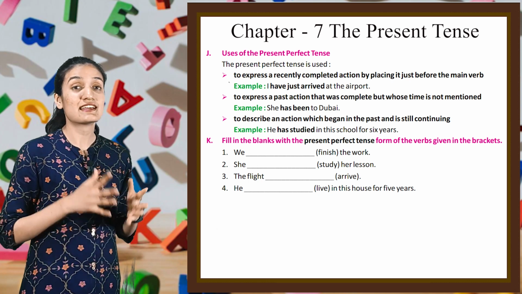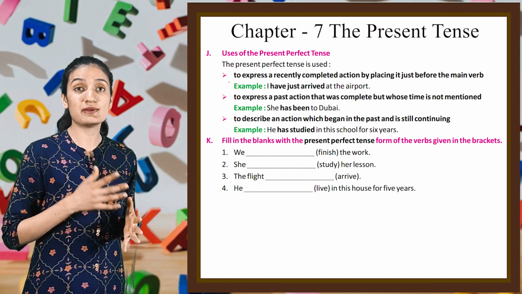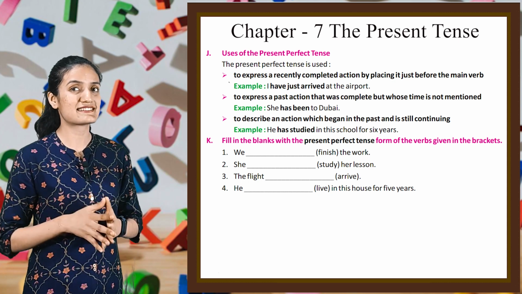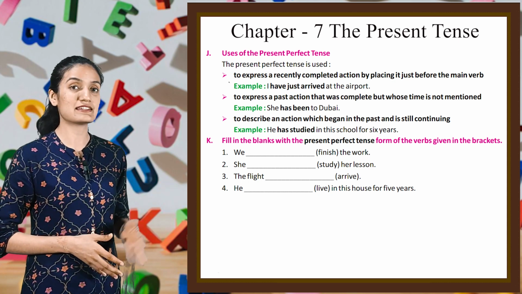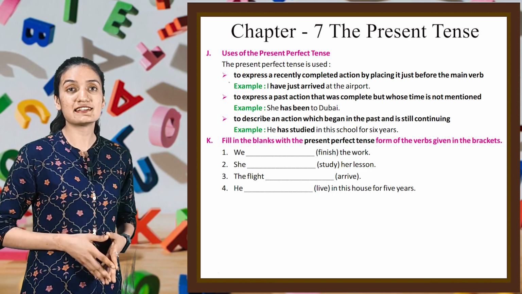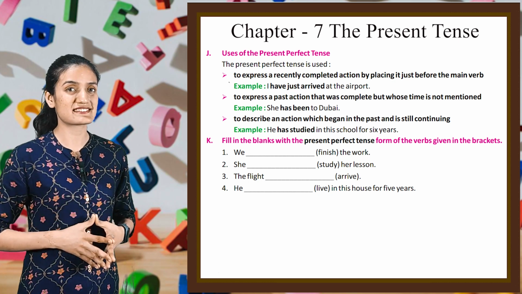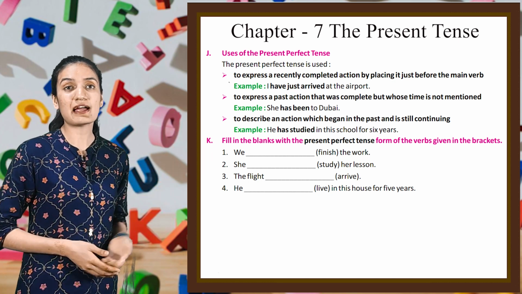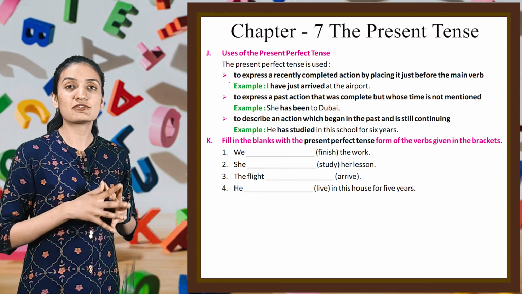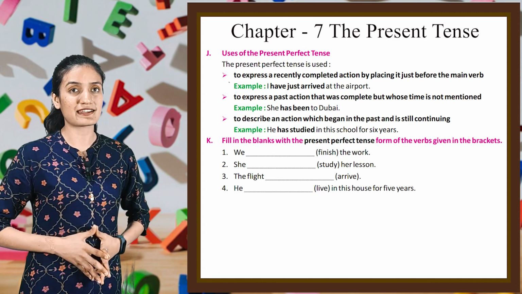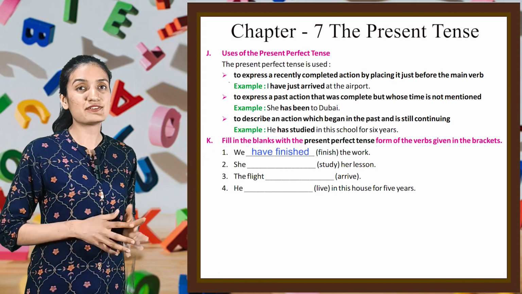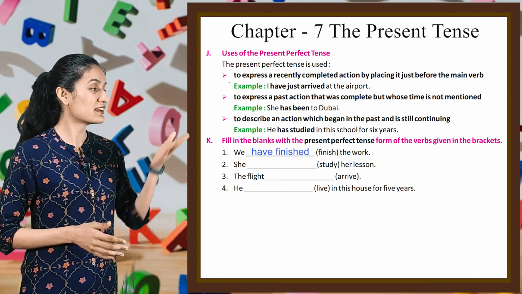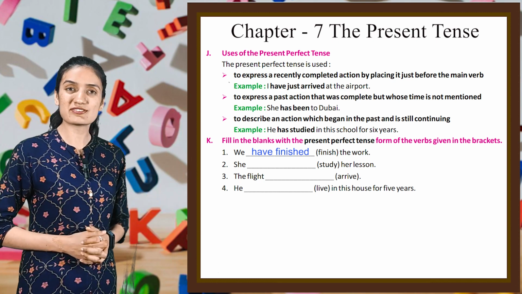Now next is to describe an action which began in the past and is still continuing. Example is, he has studied in this school for 6 years. Now kids, fill in the blanks with the present perfect tense form of the verbs given in the brackets. First, we have finished the work. So in this way, do the rest of the blanks by yourself.